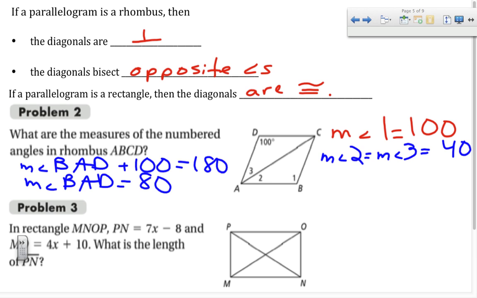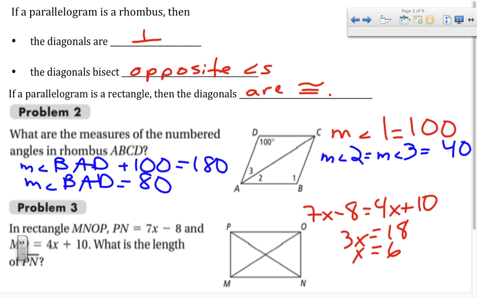Problem 3, I have a rectangle. Notice the measurements that are given to us. We are given PN and MO, and they're the diagonals of a rectangle. Tell me again. Oh, look, it's still right there on the screen. The diagonals are congruent. So our equation is 7x minus 8 equals 4x plus 10. So 3x is 18, and x is 6.